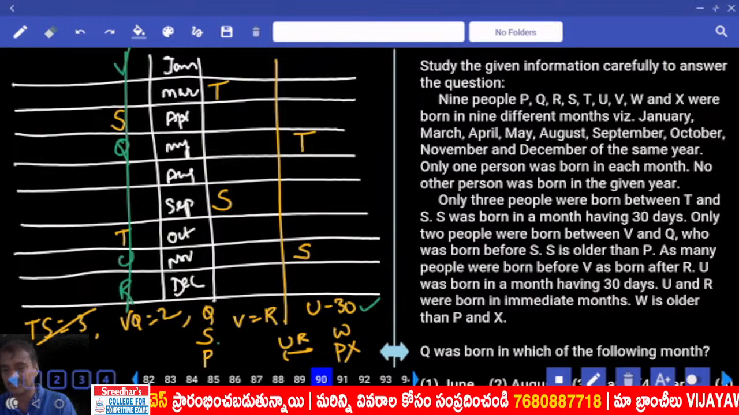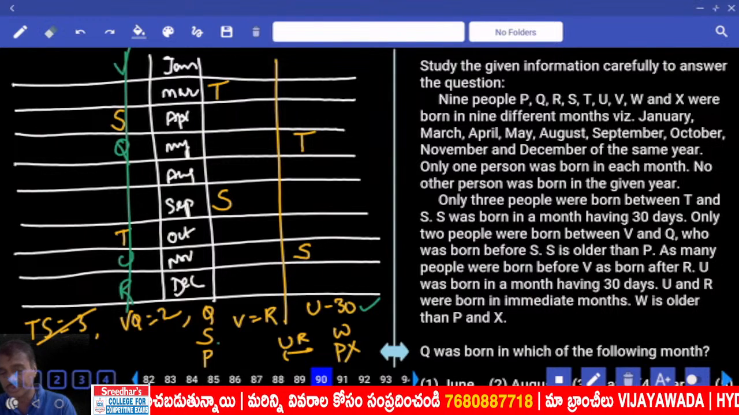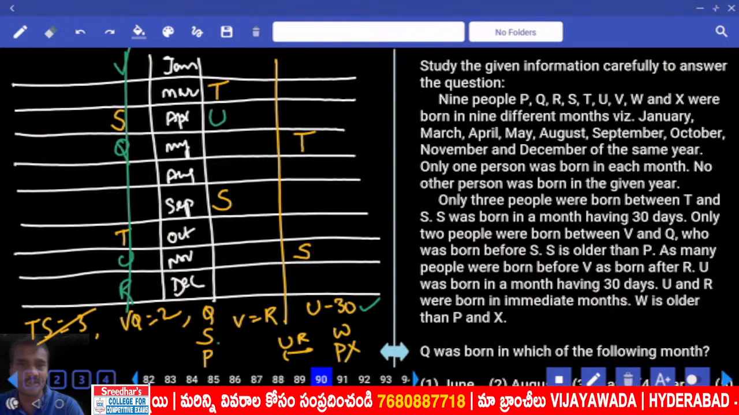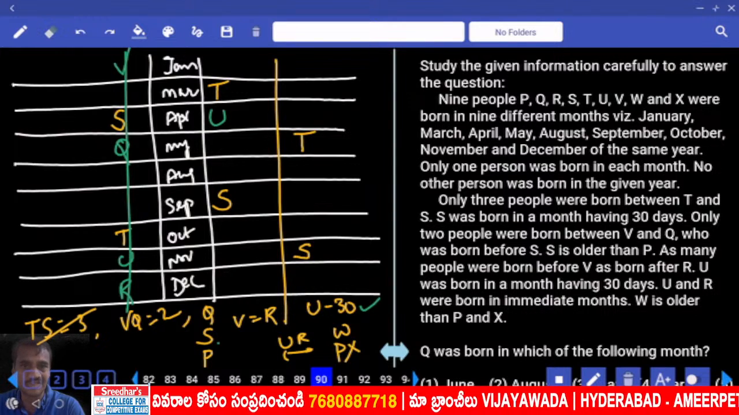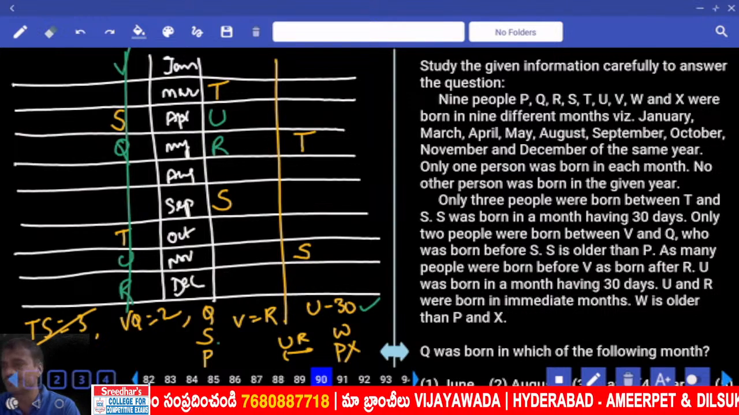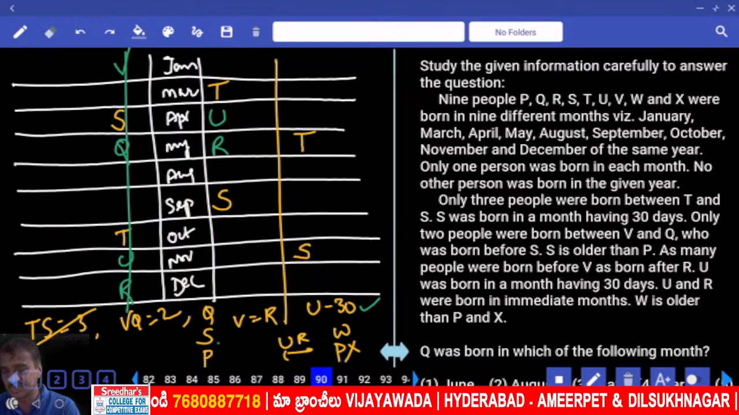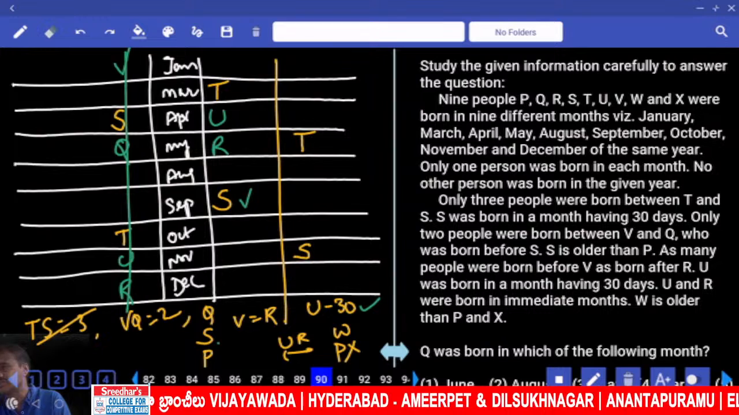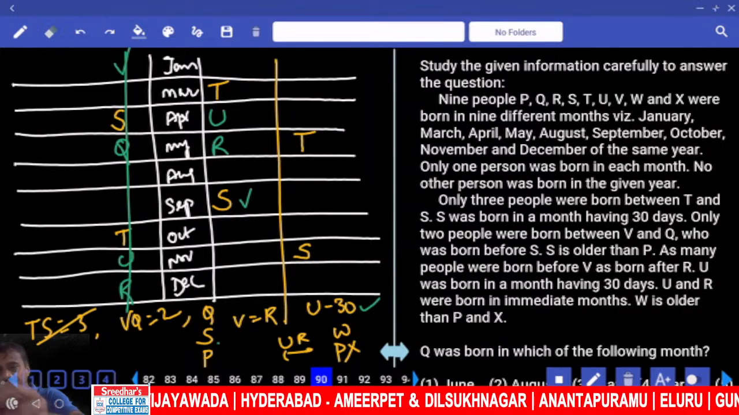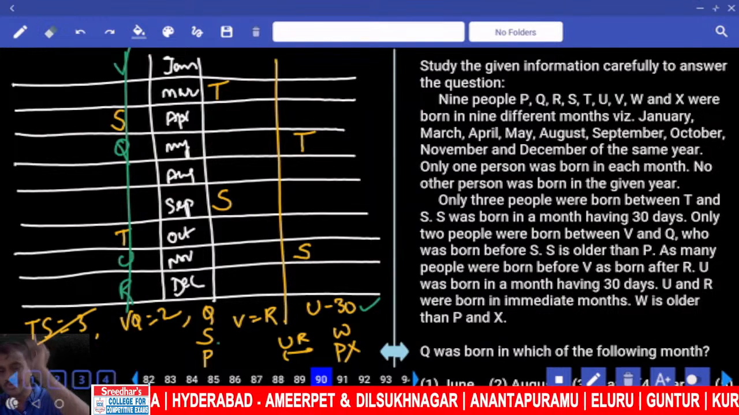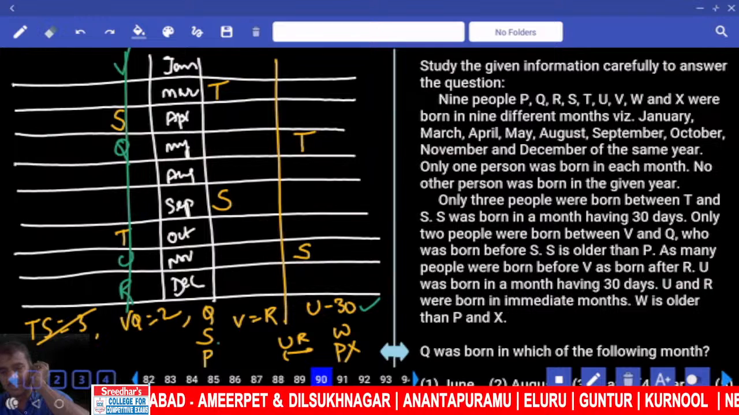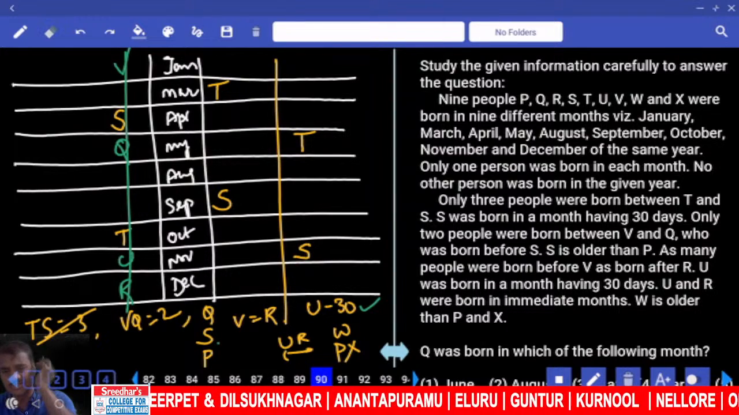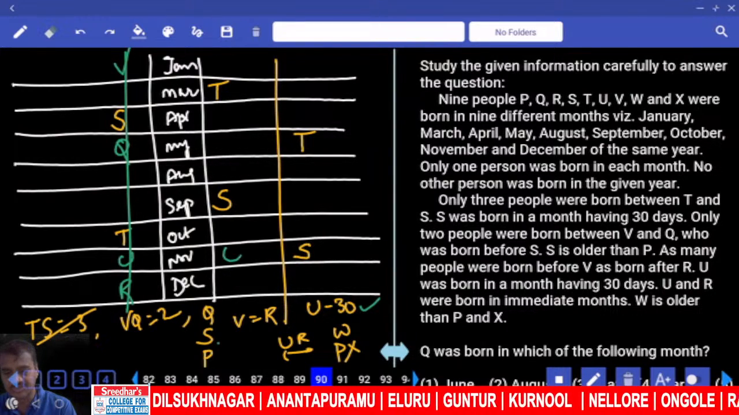Then what is the other possibility we have? Coming back to this one, U. Can we have U in the month of April? Then R will be in the month of May. If R is in the month of May, there are 3 persons before this R, and 3 must be after this V, which is not possible. Hence, U cannot be in the month of April. Then September is also not possible. U must be in the month of November.